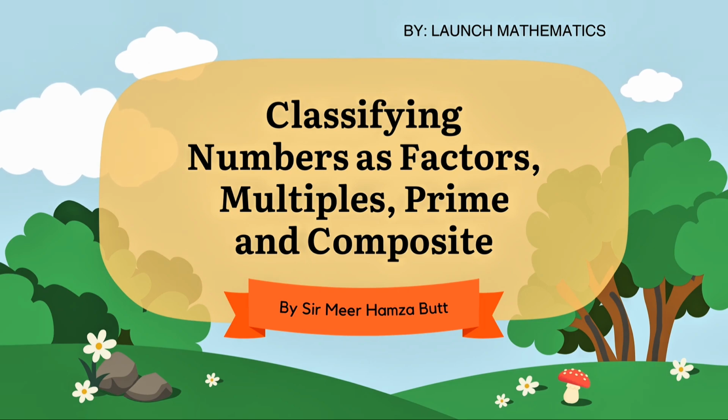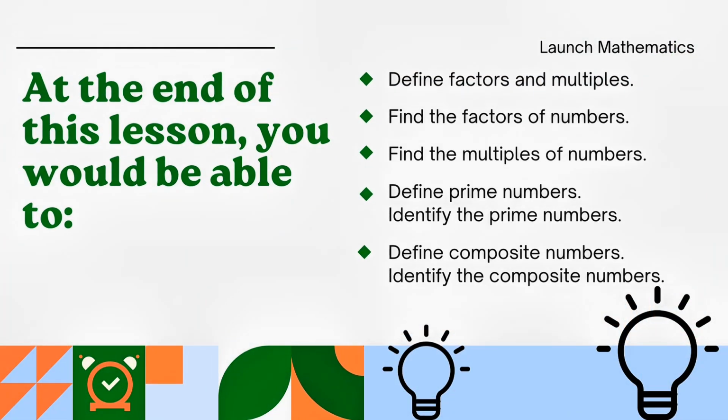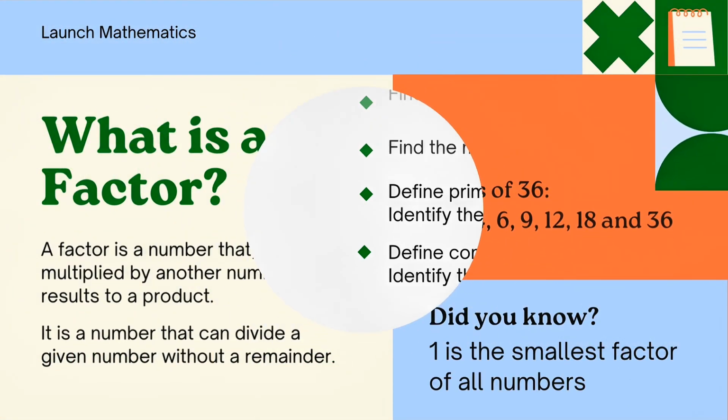Today we are going to classify numbers as factors, multiples, prime and composite numbers. This is our outline of today. At the end of this lesson, you would be able to define factors and multiples, find the factors of numbers, find the multiples of numbers, define prime numbers, identify the prime numbers, and define composite numbers, identify the composite numbers.